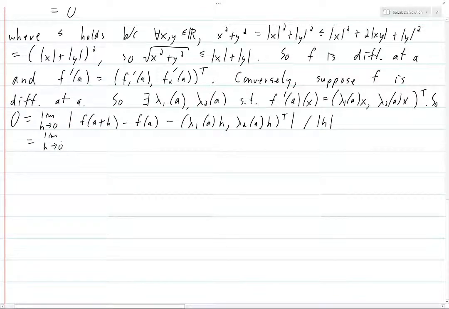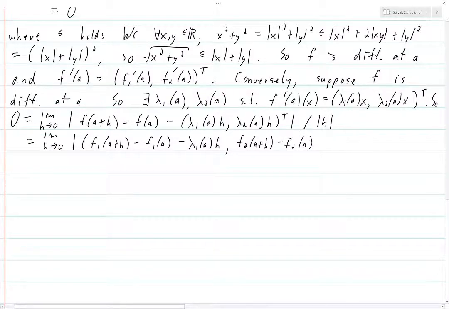Then we can take f of a plus h and f of a and write those as a vector f1, f2, and when we subtract these vectors we can write it component-wise. So we get f1 of a plus h minus f1 of a minus lambda 1 of a h, and then f2 of a plus h minus f2 of a minus lambda 2 of a h. This whole thing is being transposed. We're still dividing by the norm of h.